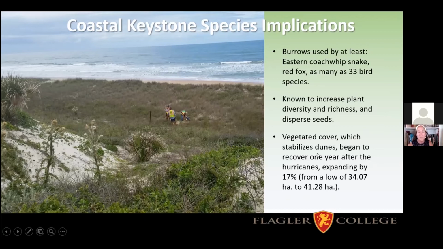In the last bullet here, the vegetated cover, which helps stabilize the dunes, we mapped at actually increasing from a 30% loss from the combination of both hurricanes to a recovery of 17% after 1 year of not having hurricanes. So that's pretty speedy recovery, really, in such a dynamic ecosystem. And gopher tortoises may very well have a role to play in that.